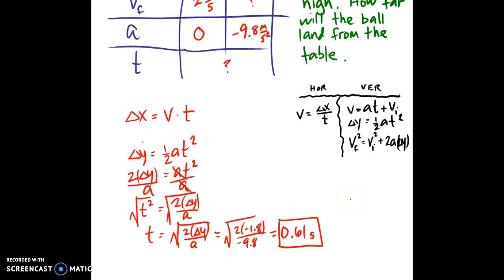So using information about the vertical motion of the ball, I figured out how long it's in the air. But remember, I want to figure out how far it's going to go, so I need to plug the time in there. So the velocity, 2 meters per second, that it keeps constantly as it moves horizontally, times 0.61 seconds, and that's going to equal 1.22 meters. So delta x, how far it goes from the table, is 1.22 meters.